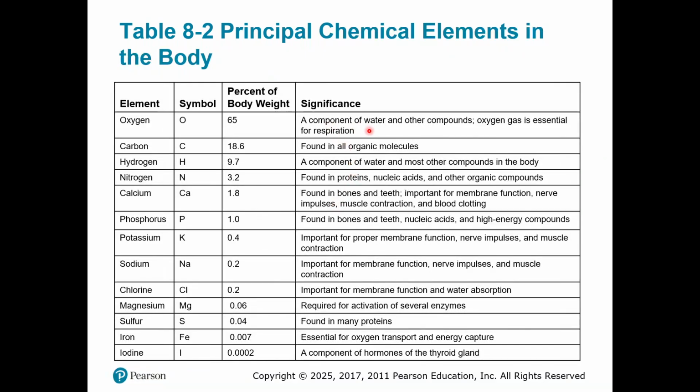If you look at oxygen, a compound of water and other compounds, oxygen's a gas, and we already know it's essential for respirations. But what about calcium? Calcium is found in bones and teeth. Everybody probably knew that already. But the function here is nerve impulses, muscle contractions, and clotting. A lot of times people think it's potassium that does that. Like some people, when you have leg cramps, you're thinking, oh my God, it's because I don't have enough potassium. Well, potassium, if you come down here, has nerve impulses and muscle contractions too.